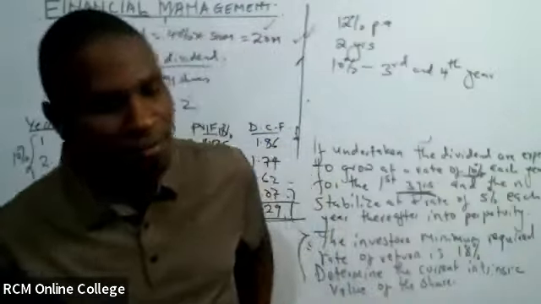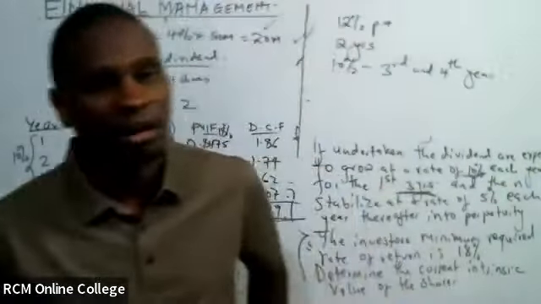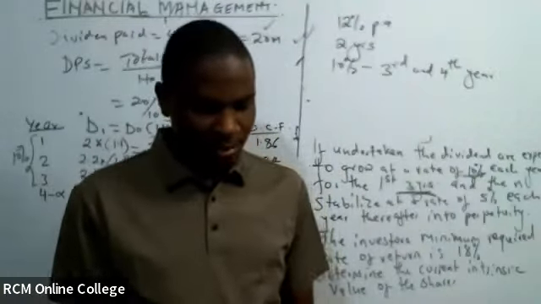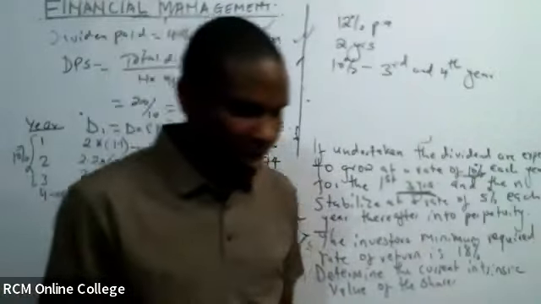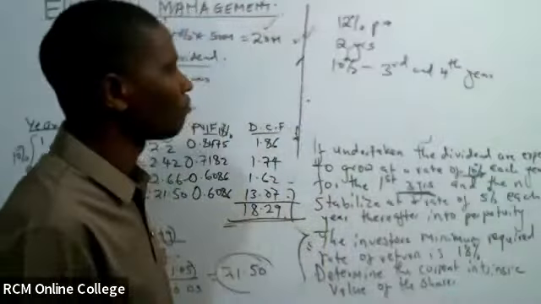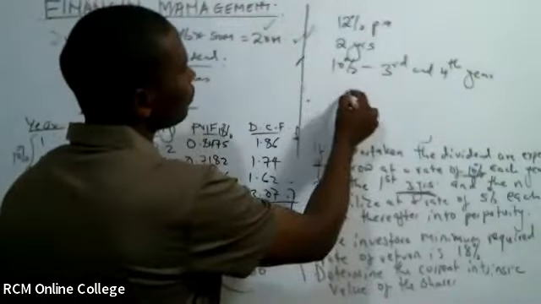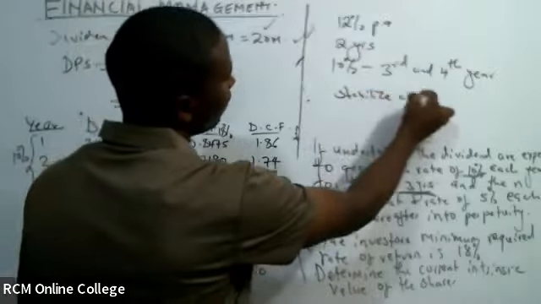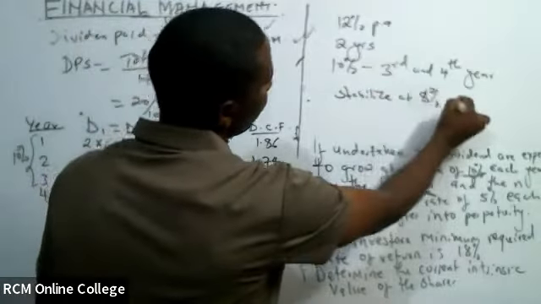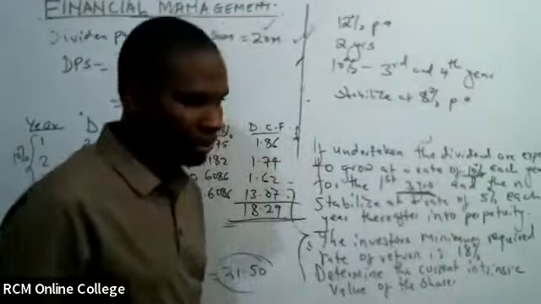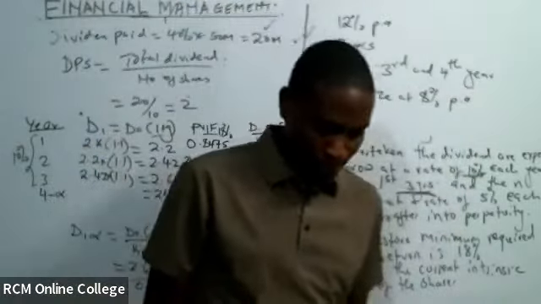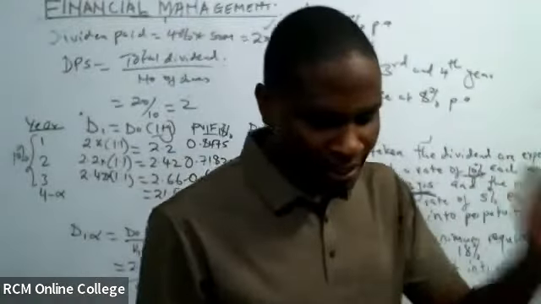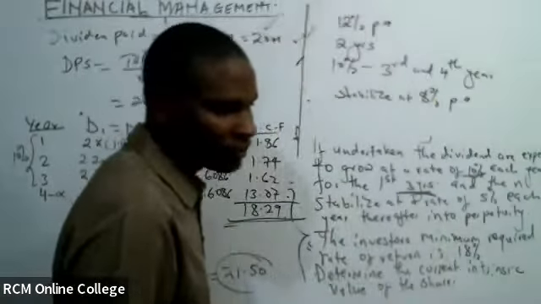After that, the growth rate is expected to stabilize at 8% per annum. Full stop. The company has just paid a dividend of 1.5.